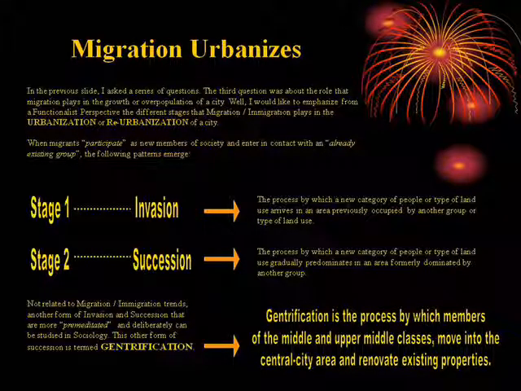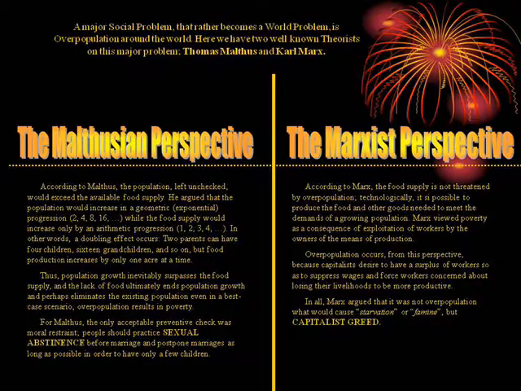Now we have a slide here. Thomas Malthus versus Karl Marx. Excuse my accent, okay? These are two theorists on overpopulation. According to Malthus, the population left unchecked would exceed the available food supply. He would argue that the population would increase in a geometric, exponential progression, like 2, 4, 8, 16, 32, 64, and so on, right? Well, the food supply would only increase arithmetically, 1, 2, 3, 4, 5.